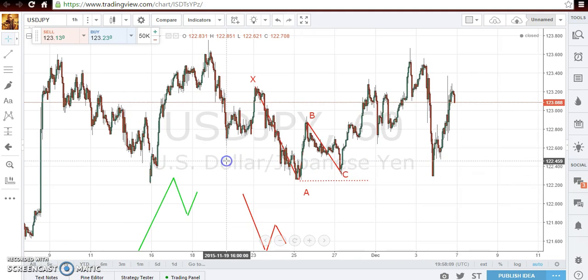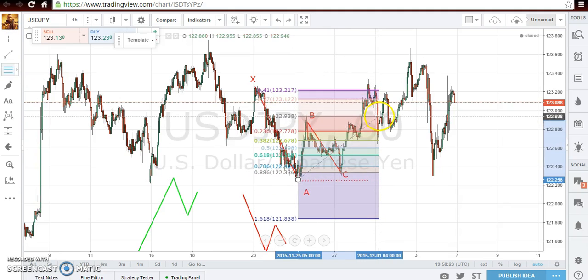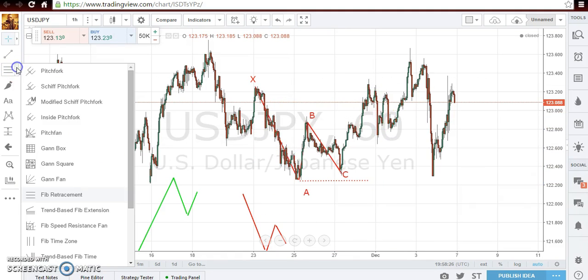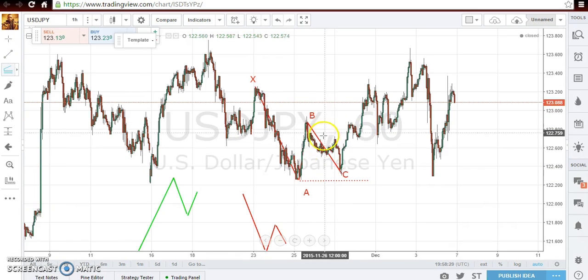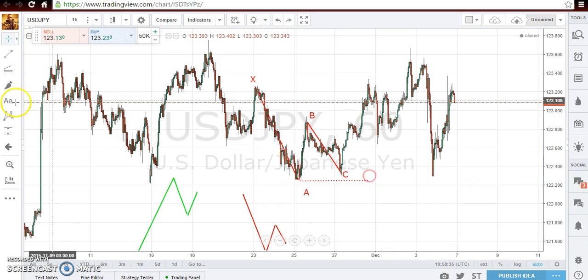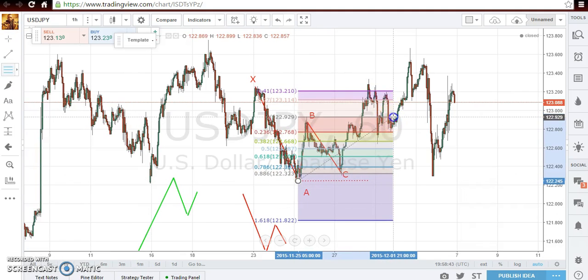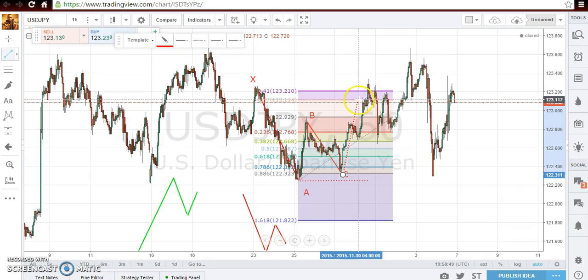So now the next and the final rule is finding our entry point. The rule says that it must be a 127 extension of the A to B leg. So I'm going to bring in my Fibonacci again. Actually, what I'm going to do is bring in this extension Fibonacci. It's still the same, swing low to swing high, back down again. I haven't got the 127 on that one, so sorry for that, I'm going to use that one. So A to B, and for us, the entry point must be at the 127 extension point.